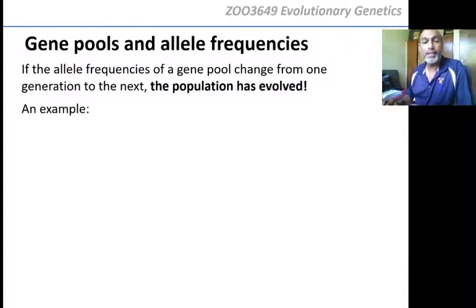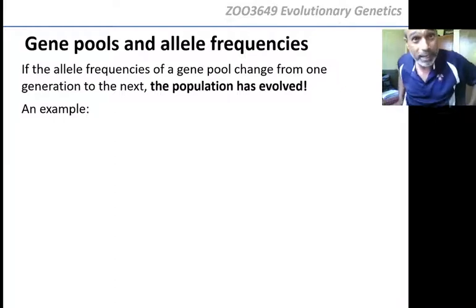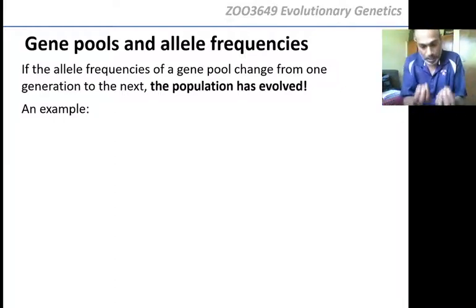So basically, the allele frequencies in the population, now we know how to work them out. We can measure them and we can figure out what the allele frequency is, as you can do now as well.